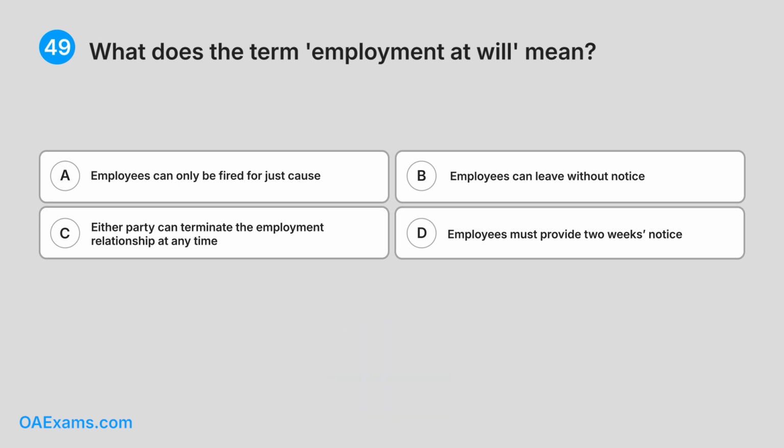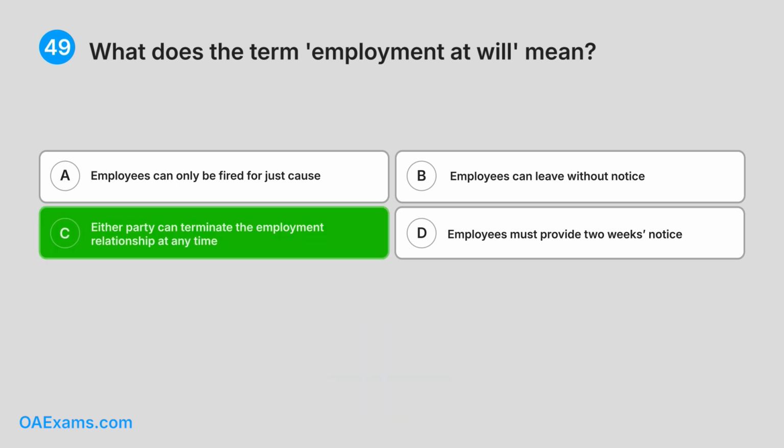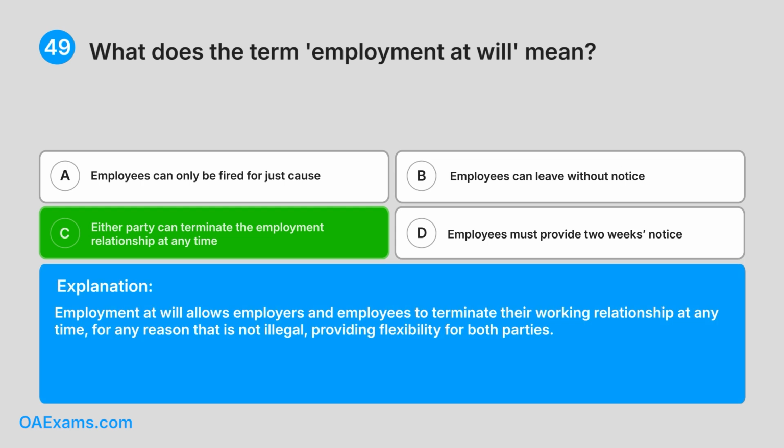Correct answer. C. Either party can terminate the employment relationship at any time. Explanation. Employment at will allows employers and employees to terminate their working relationship at any time, for any reason that is not illegal, providing flexibility for both parties.